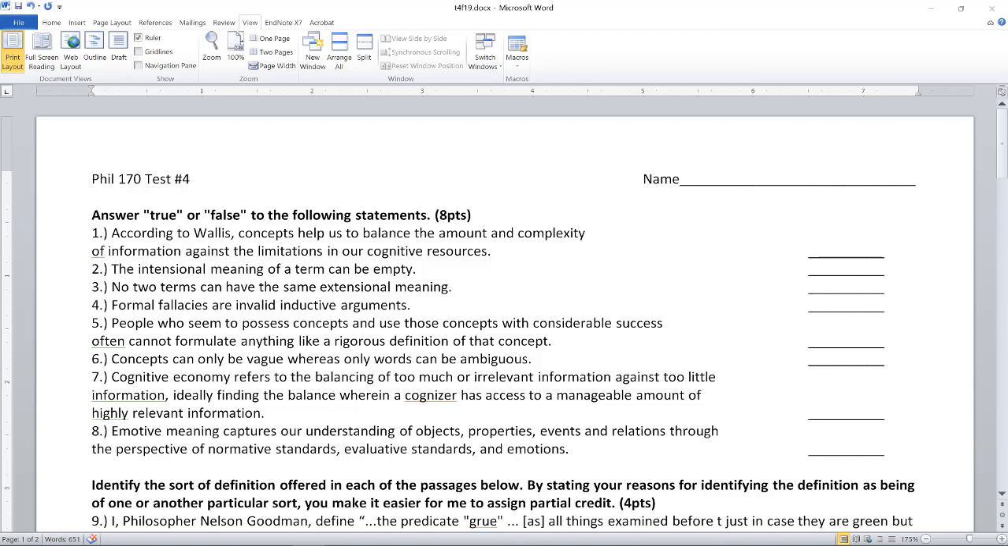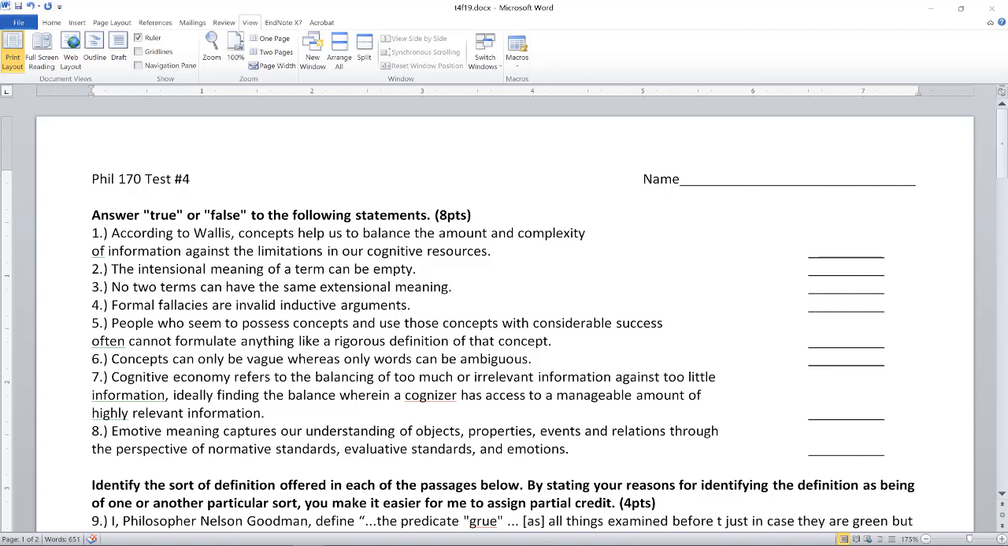First question. According to Wallace, concepts help us to balance the amount and complexity of information against the limitations of our cognitive resources. This is true. In our concepts and definition chapter, we notice that our working memory is very small and that our concepts help to break up the world into chunks and associate those chunks, those categorized bits, with a manageable amount of relevant information. So that is true.